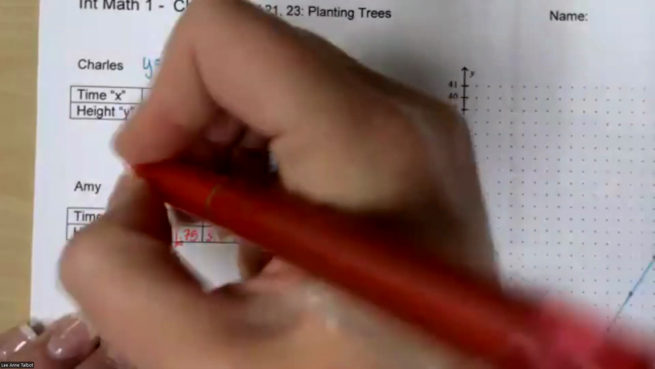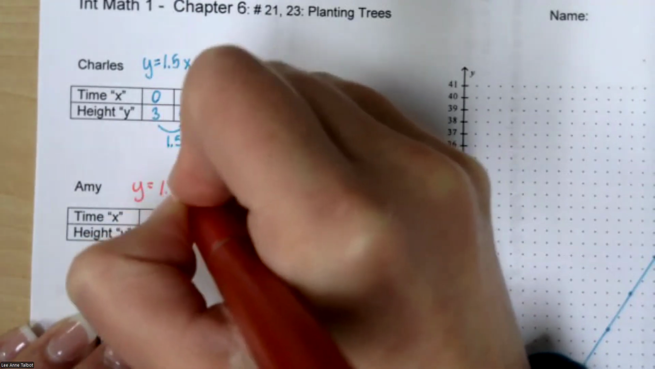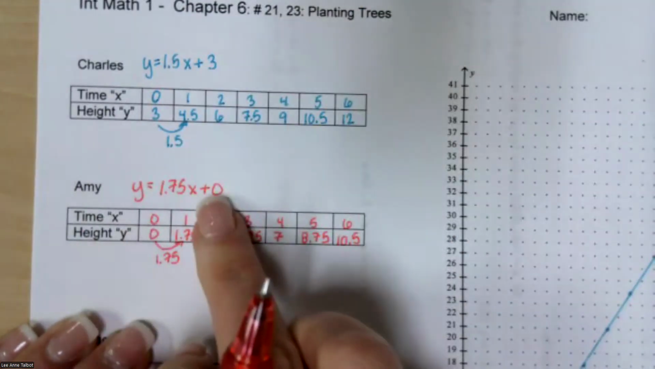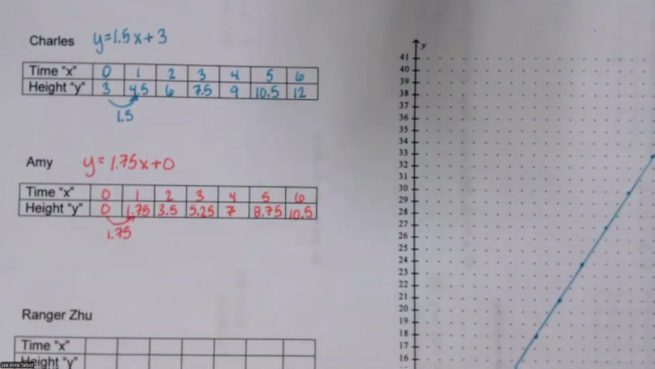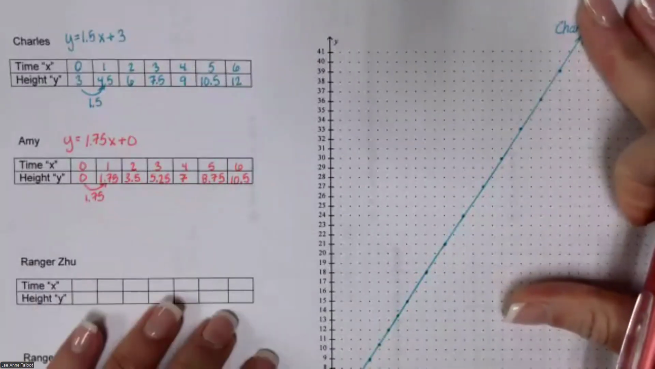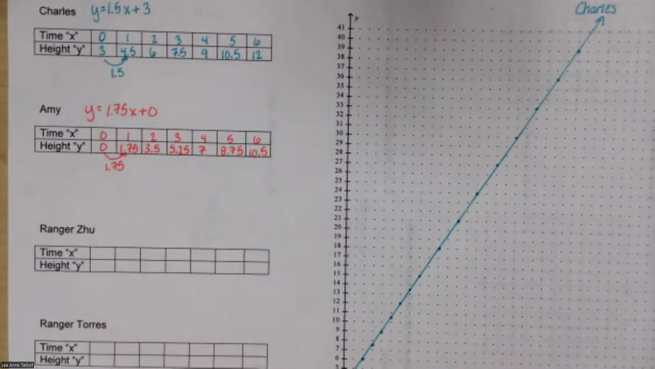Okay, so Amy's equation is 1.75x plus 0. You do not need to put the plus 0 if you don't want to. You can just leave it 1.75x. I'm going to put the plus 0 just so you can see. All right, then do the same thing with Amy. Graph the points. Do your best to make a line with your ruler.